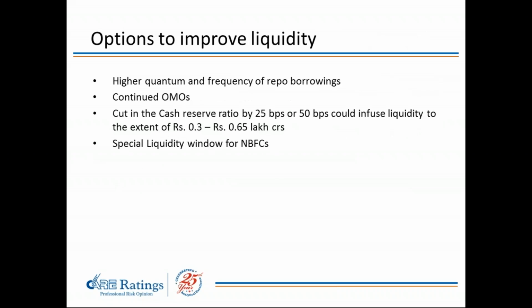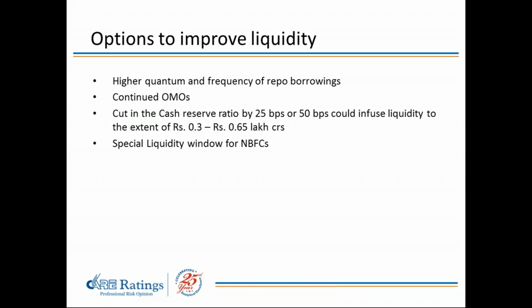To further improve the liquidity situation, RBI can continue introducing various measures. One of that would be to increase the quantum and frequency of repo borrowings under LAF. In addition, RBI can continue with its preferred tool of permanent liquidity infusion, that is OMO purchases.